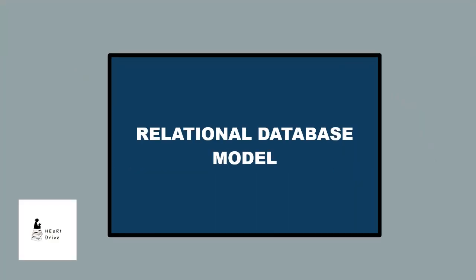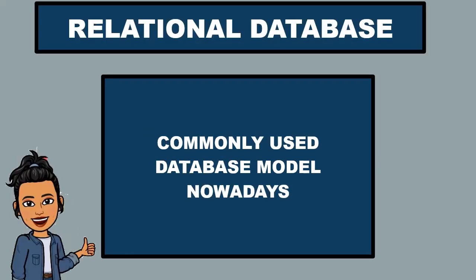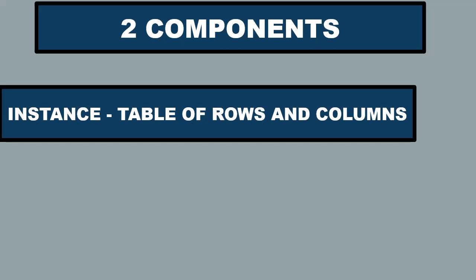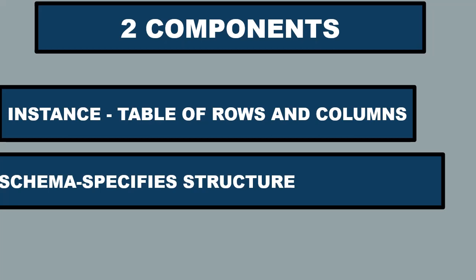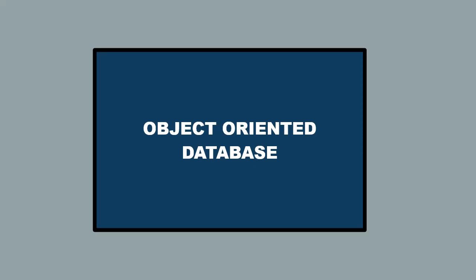Relational database model. Relational model is more advanced than network model. So it is the most commonly used database nowadays. It has two components. First one is instance, which means table with rows and columns, and the second one is schema, which specifies the structure of database including name and types. Oracle and DB2 are the commonly used commercial databases.